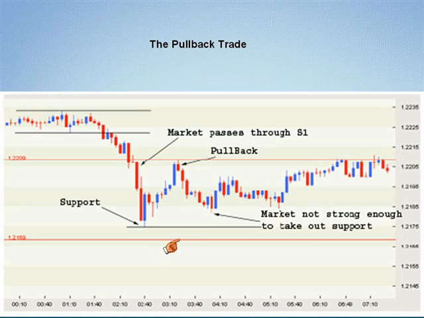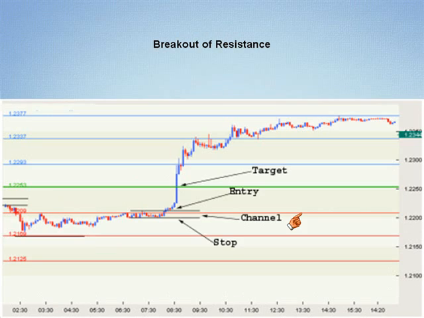set for S2. The problem again on this day was that the target of S2 was too close and the market never took out the previous support, which tells us that the market sentiment is beginning to change.